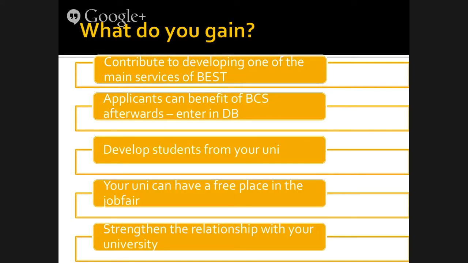So, what can you actually gain? Well, you can contribute to developing one of the main services of BEST, as I previously said. Applicants can benefit from BCS, from career support afterwards, because they enter the database once they create their profile for applying to the event. Also, you get the chance to develop the students from your university. And in case you have the biggest number of applicants, then your university has a free place in the event itself. And also in this way, you get the chance to strengthen the relationship between your LBG and your university.